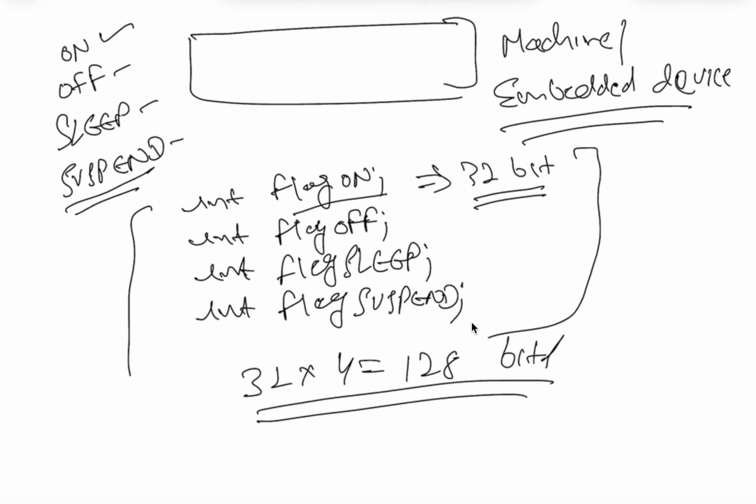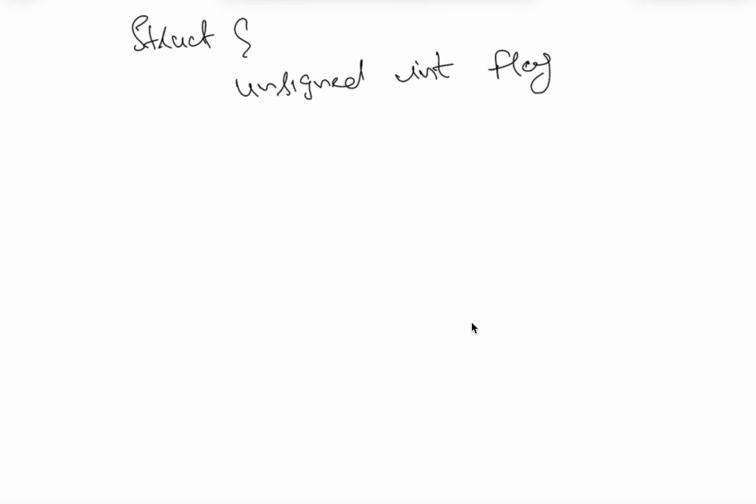But now let's say we use bit representations for these flags. How can we save memory? For that, let's create one structure, and instead of using a complete integer variable, we are going to use just a single bit to represent one flag.